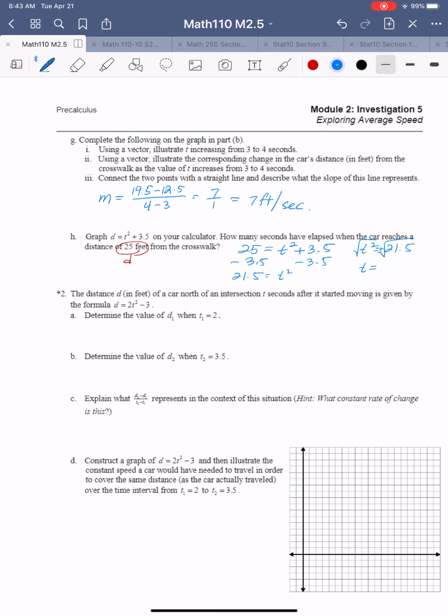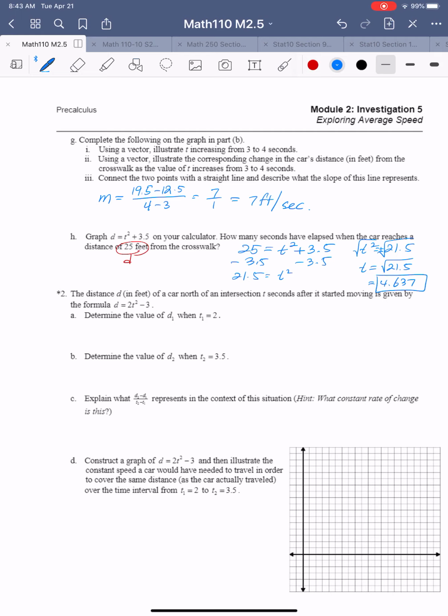Square root, there are always two roots of the square. But we only take the positive because time cannot be negative. And then you get about 4.637 seconds. All right, so that's number one.